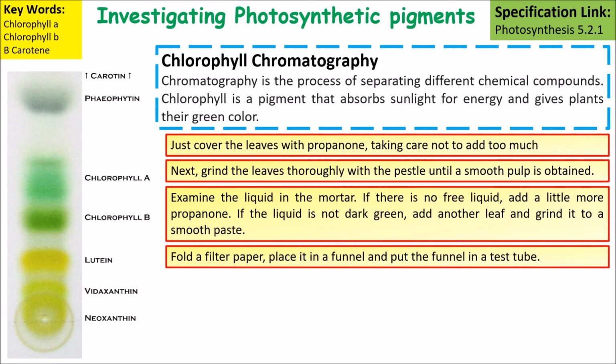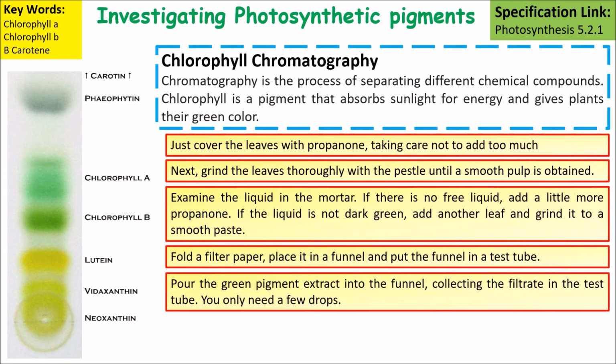Then we can look at filtering it. We funnel up a piece of filter paper and put it into a test tube. Pour the greenish liquid through. This will separate out the chlorophyll that is dissolved in the propanone and leave any other cellular material or material from the leaf behind.